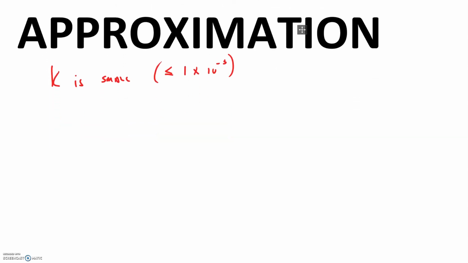And this is a situation that we use when k is small. Typically when k is less than or equal to anything on the order of times 10 to the negative third. I'll show you what we're talking about. Let's take an example. Here's an equation. That's NOCl, and this is a decomposition reaction that is decomposing into nitrogen monoxide and chlorine gas.